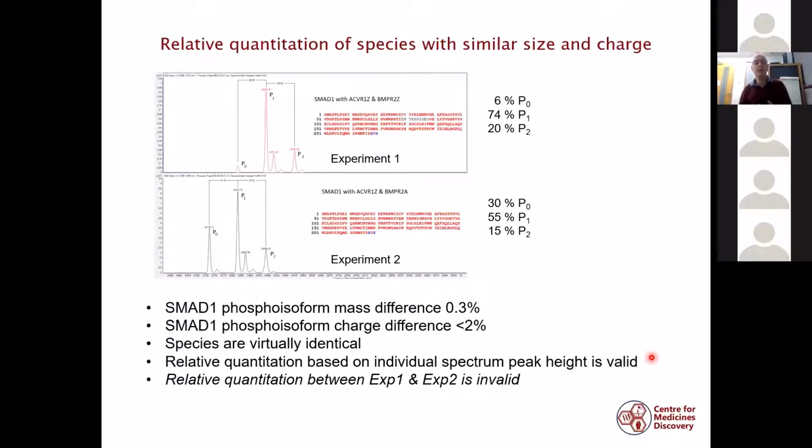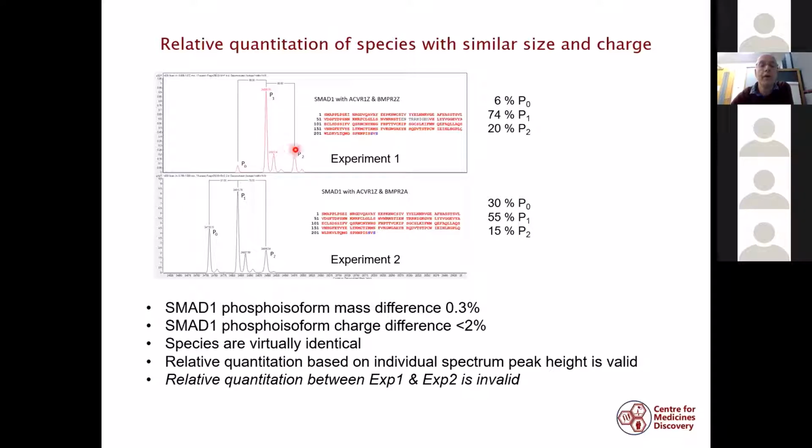So let's start with something quite simple. If we have species with a similar size and charge, we can do relative quantitation. So I'll give you an example of this here. These are phosphoproteins, and this one is the same species. It is SMAD1, and we have 3 phosphoisoforms here, the phosphorylation state 0, P1, and P2.